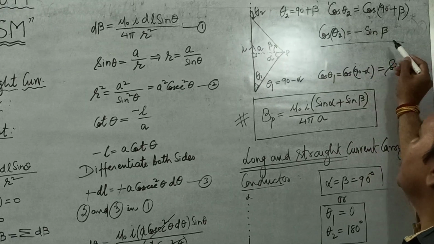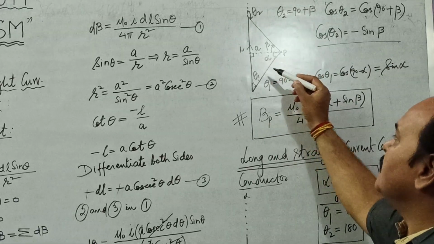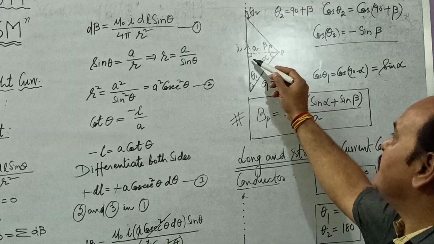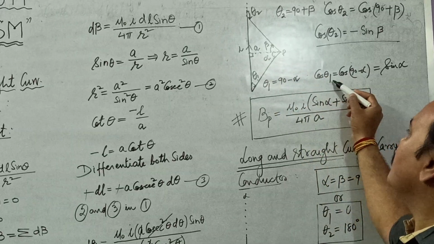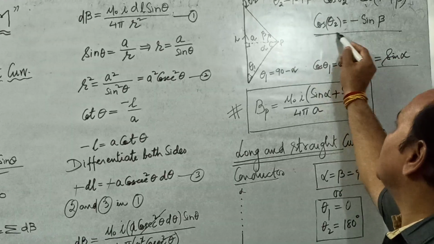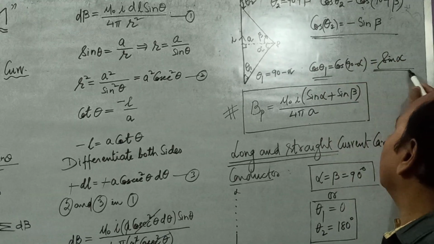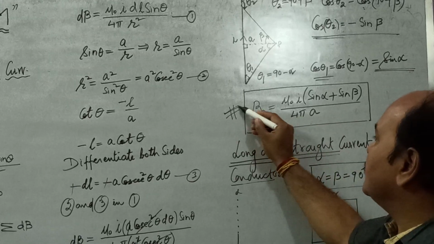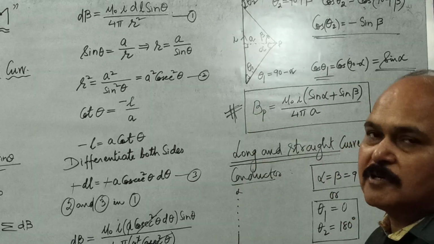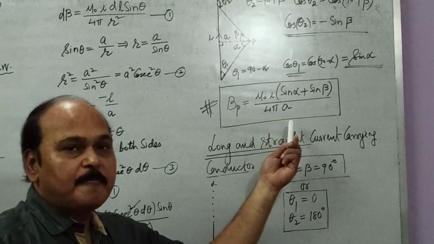Minus sin beta. Similarly here, this is theta 1, this is alpha, this is 90. So what is theta 1? Theta 1 is 90 minus alpha, and cos of 90 minus alpha is what? Sin alpha. And if we substitute minus sin beta for cos theta 2 and sin alpha for cos theta 1, we get the formula like this. That is mu naught I upon 4 pi A times sin alpha plus sin beta.